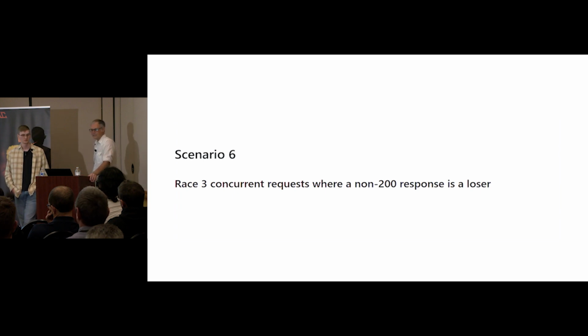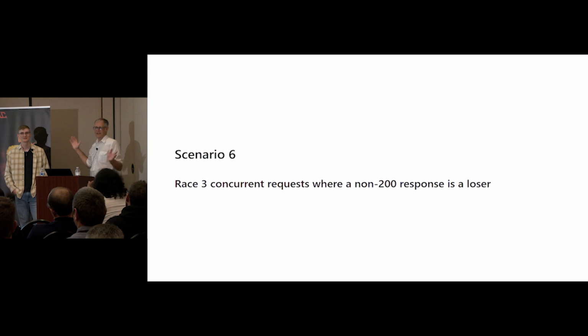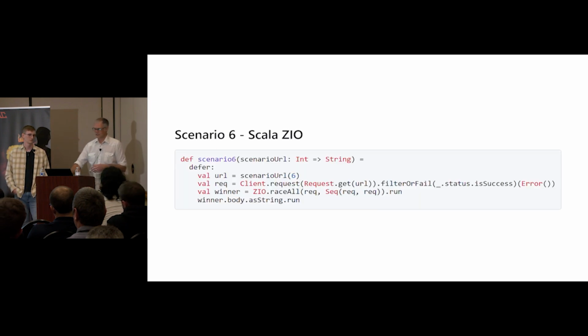Okay, scenario 6. What we're going to do is race 3 concurrent requests where a non-200 response is a loser. The reason why I added this one is because some of the frameworks I was working with had an arity of 2 on the race, and so as soon as I got to 3, then you're in a much more complicated scenario. We saw this already with the Rust one, not being able to use the Tokio select at a certain arity. But what about for 3? How does this change things?